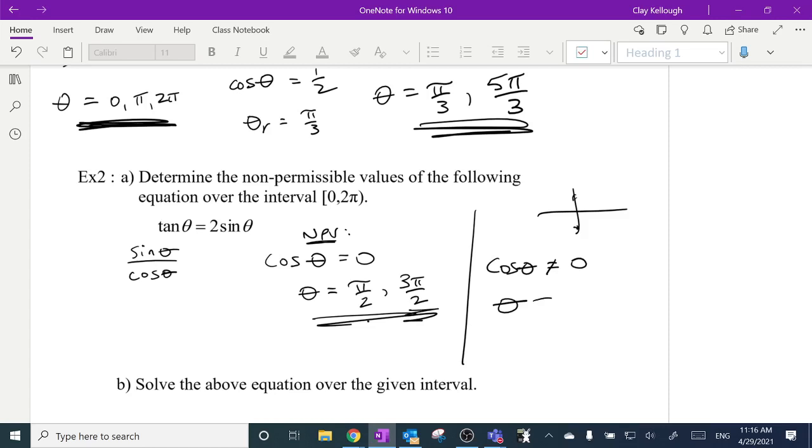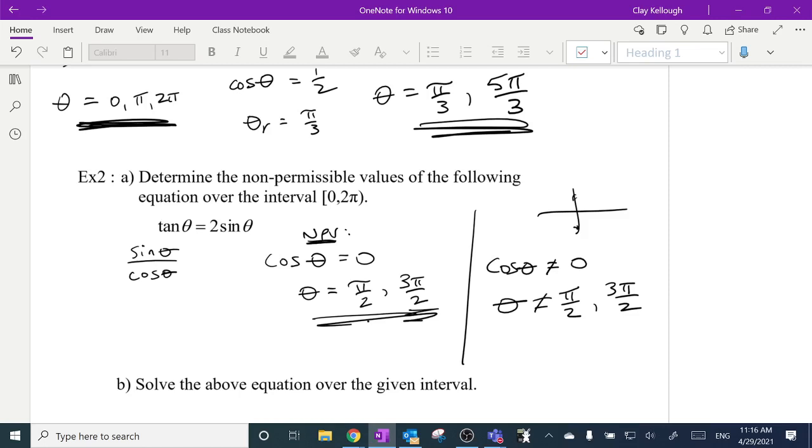So if you write it this way and you don't say non-permissible value, you just say, hey, this is what theta definitely cannot equal. Both of those notations are fine. But if you do use the equals notation like I did, make sure you're writing somewhere, hey, these are the non-permissible values. Okay?